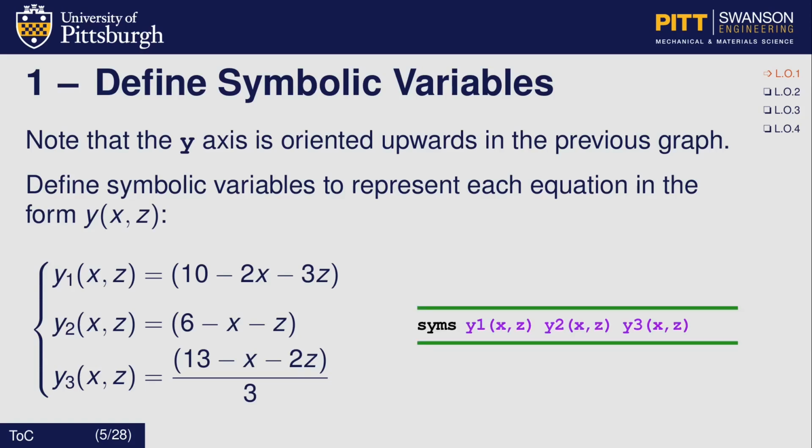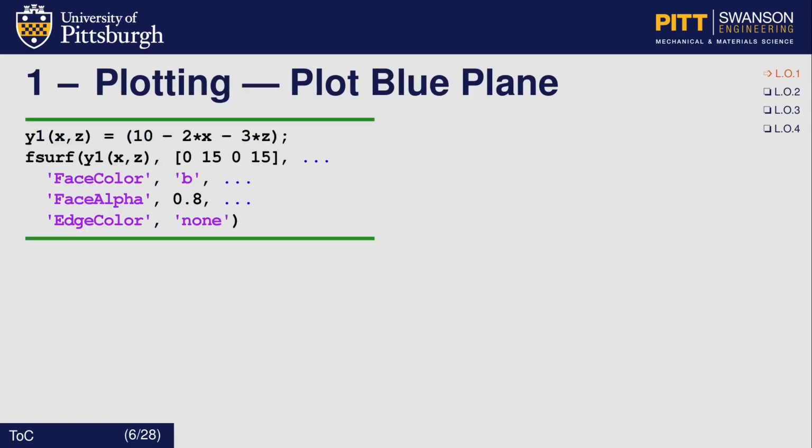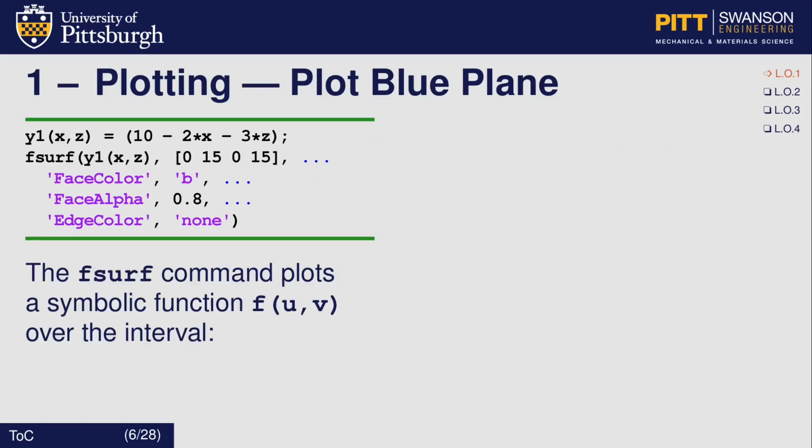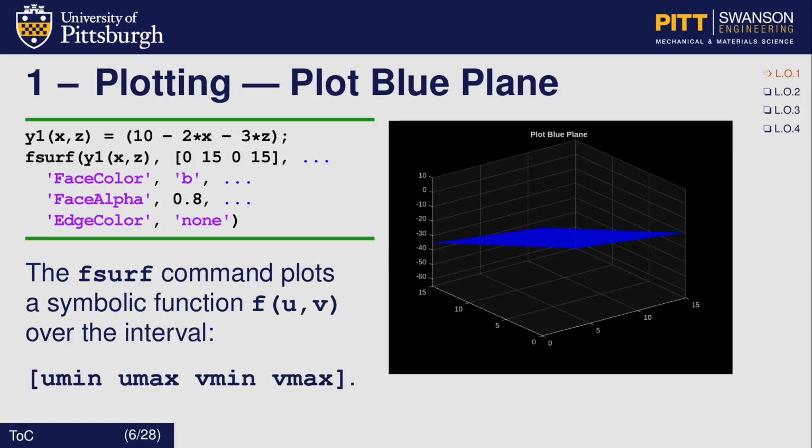These can be defined as symbolic variables y1 of x and z, y2 of x and z, and y3 of x and z. First, we define the equation in the rearranged form from the previous slide for the blue plane. Then we use the fsurf command to plot the symbolic function over the interval, which is described by umin, umax, vmin, and vmax. In this case, 0, 15, and 0, 15. At this point, the plot is shown here.